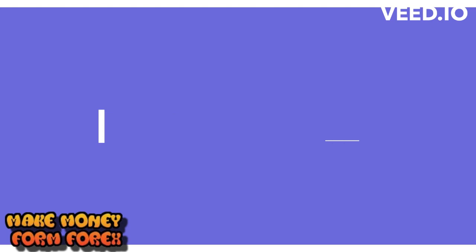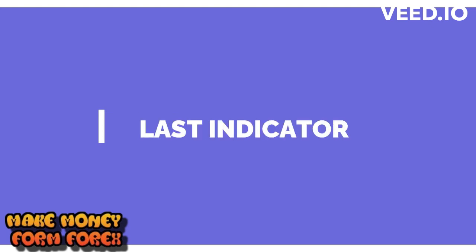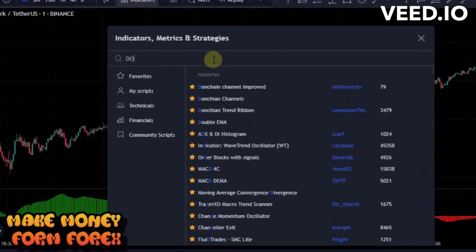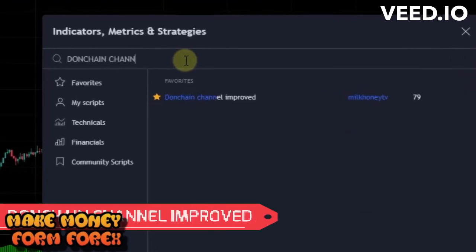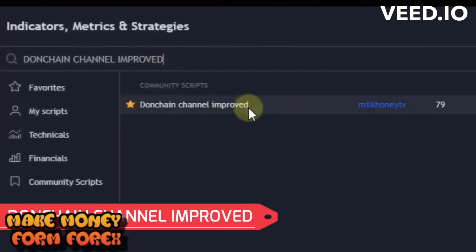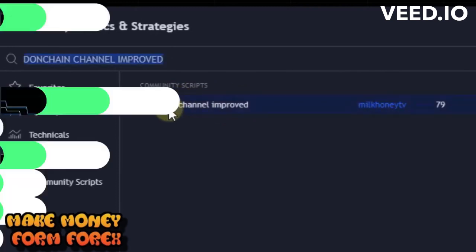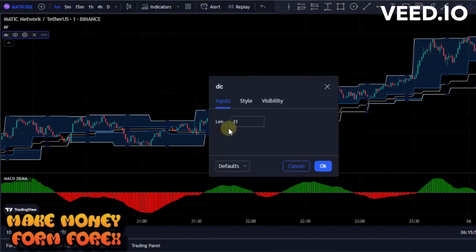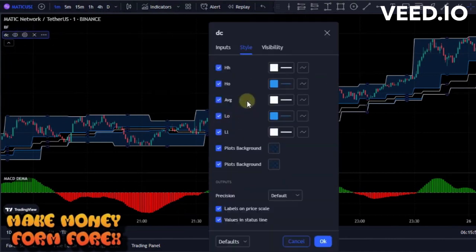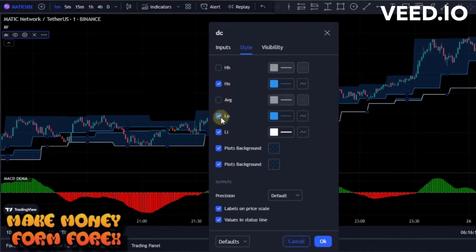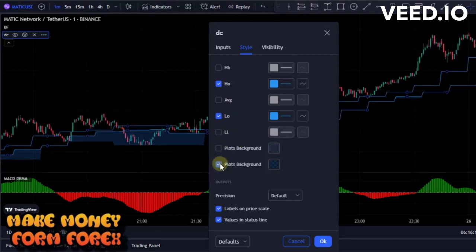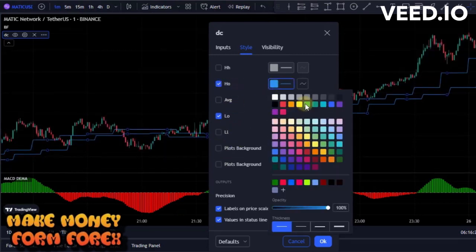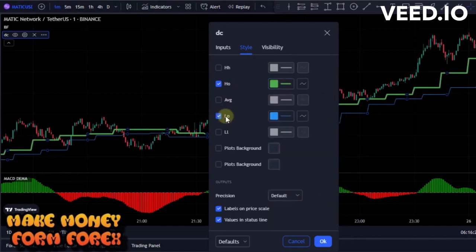Now, in order to turn the strategy into a very accurate strategy so we can get more profits from trading with this strategy, we'll add the last tool to the chart, which is called downchain channel improved. Now some adjustments are needed, so head over to its settings and in the inputs leave the length value as 21, and then in the style section, except for HO and LO option, disable the rest. We should change the HO to green and LO to red.